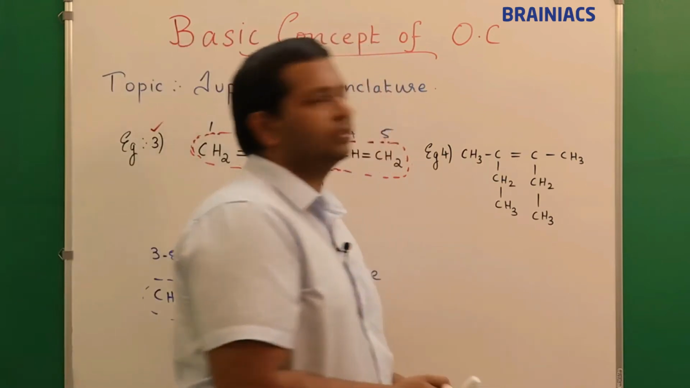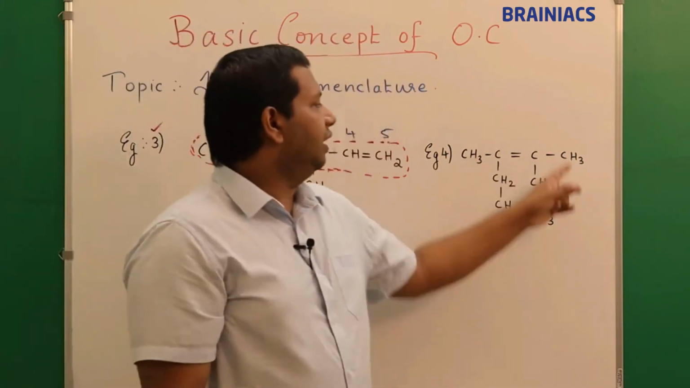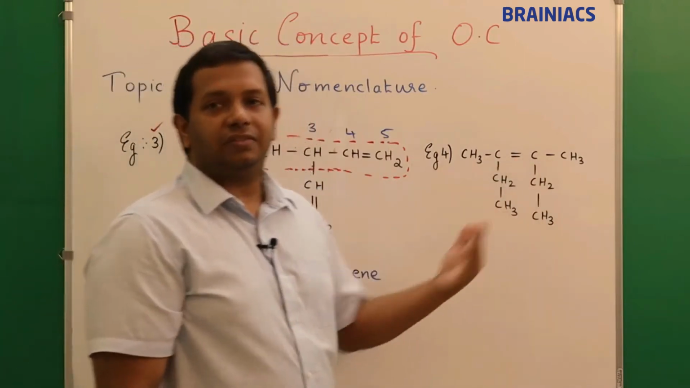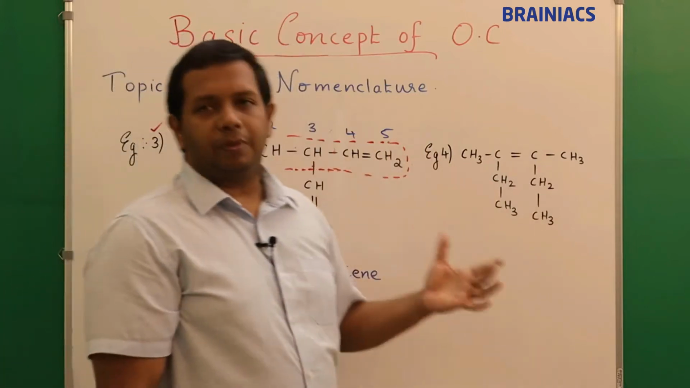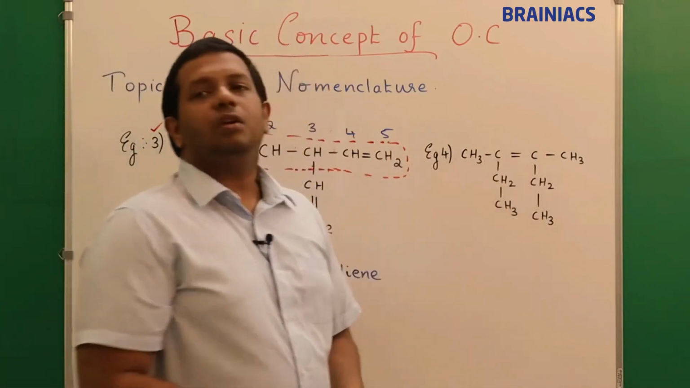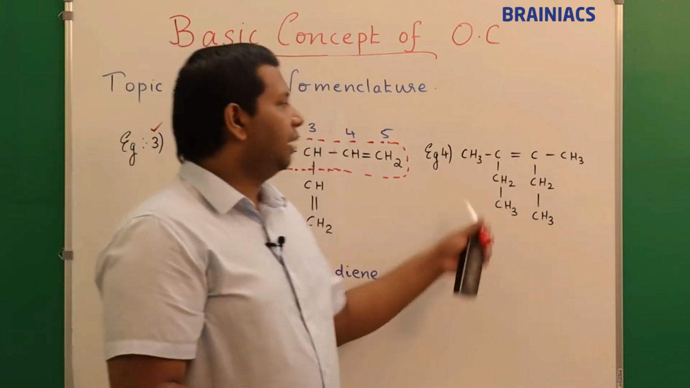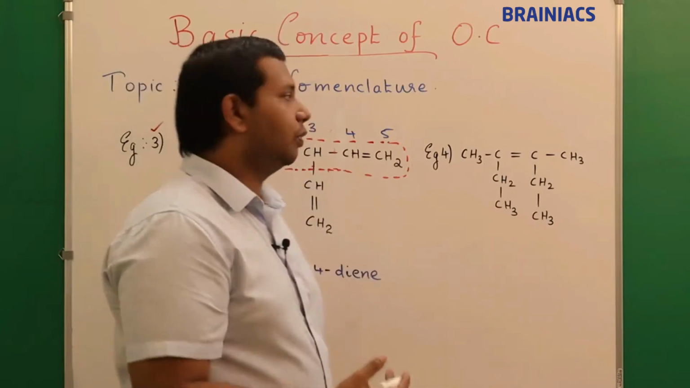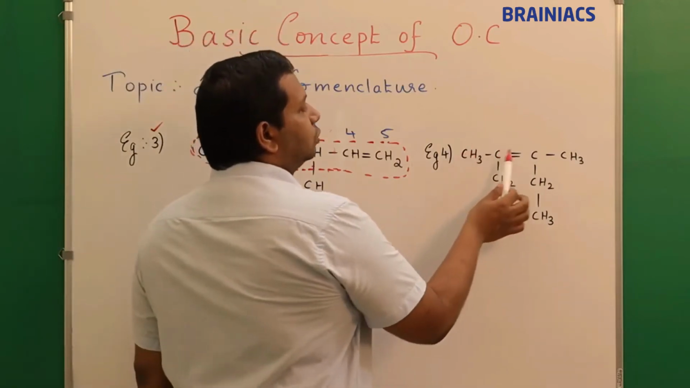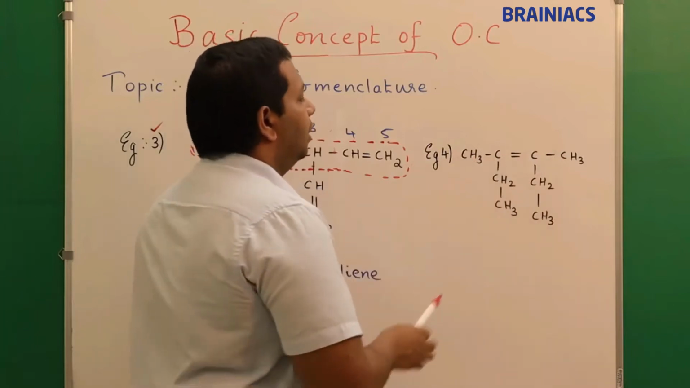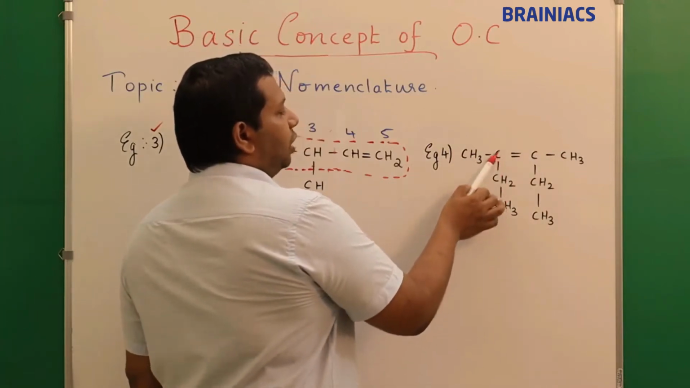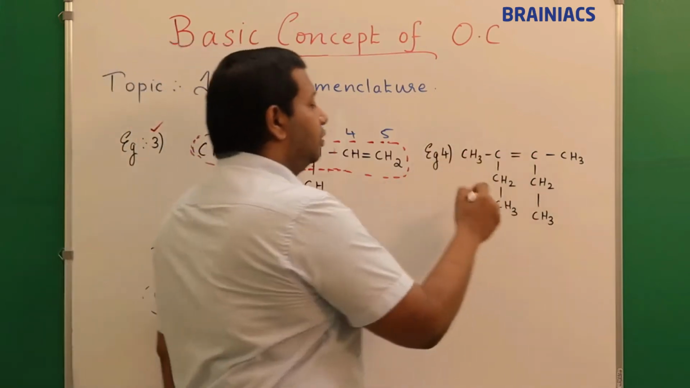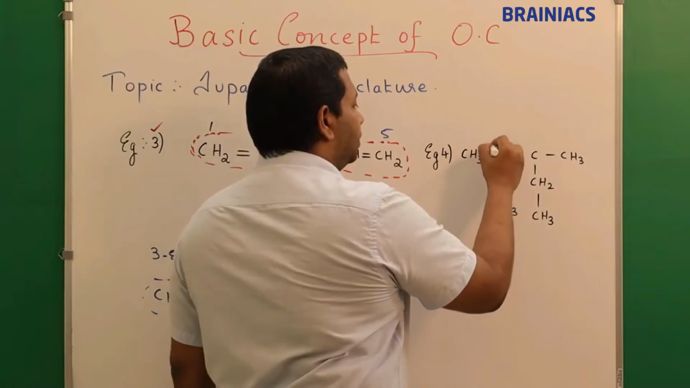In example 4, first thing we need to look at is whether any functional group is present. I could see there is no functional group present. What is the next thing you need to see? Whether any double bond or triple bond is present. Yes, a double bond is present. Now you need to choose the parent carbon chain in such a way as to include the maximum number of double bonds. If I go like this, 1, 2, 3, 4, only 4 will come. Now if I go like this, 1, 2, 3, 4, 5, 6, I will get 6 including the double bond. So this should be my parent carbon chain.